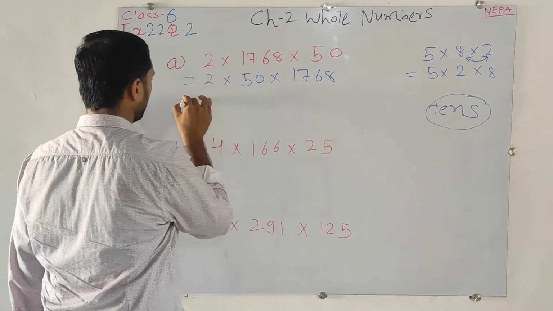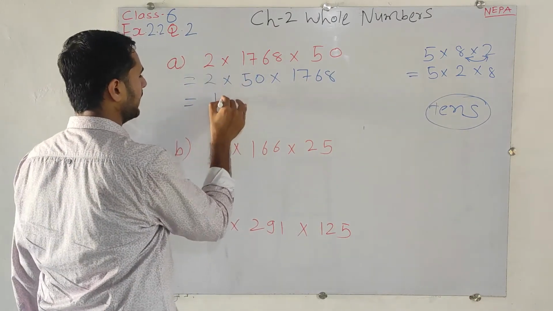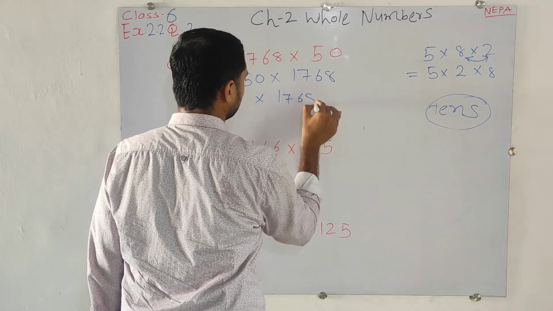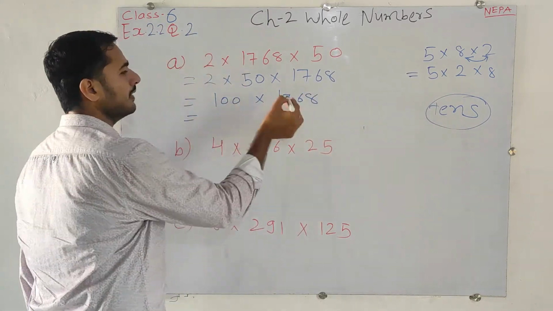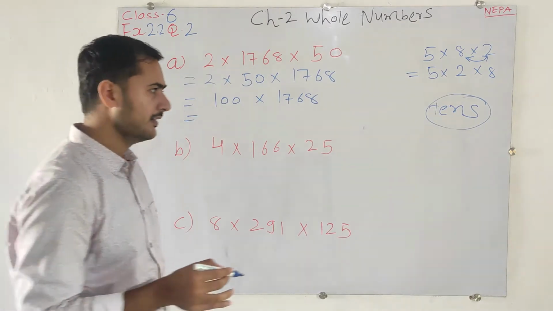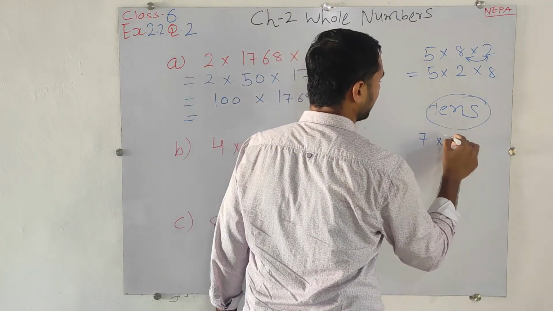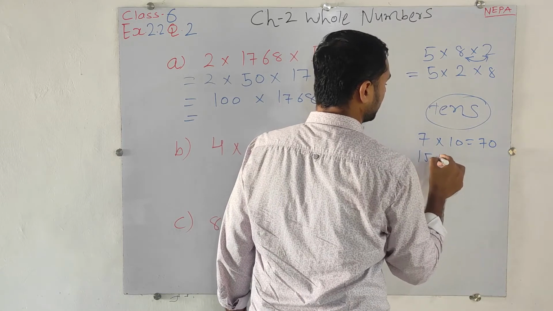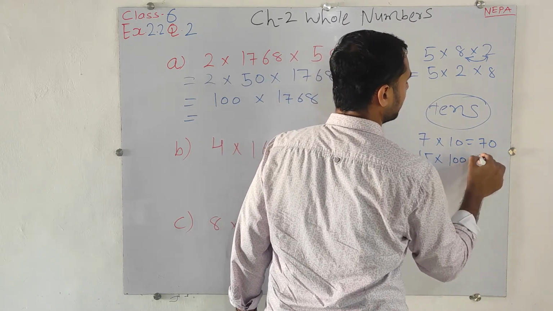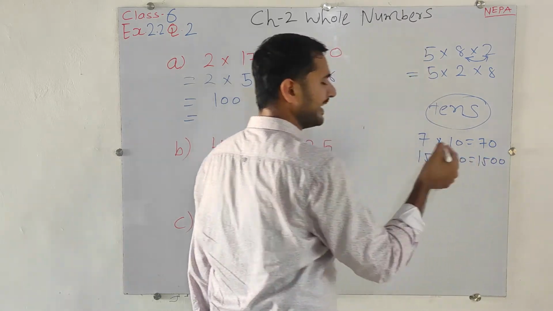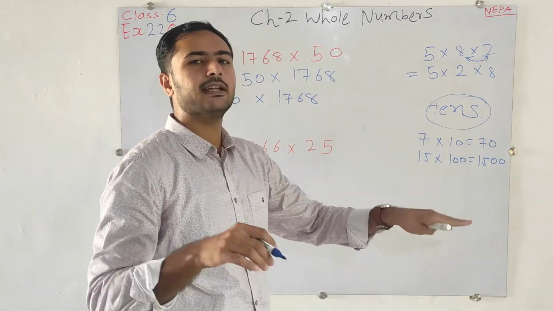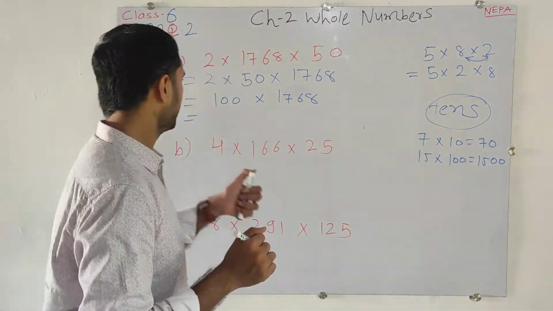Now, 2 multiplied by 50 is 100, multiplied by 1768 as it is. Multiplying 100 by 1768 is like 7 multiplied by 10, that is 70, and 15 multiplied by 100, that is 1500. It's very easy to multiply any number with 10, 100, 1000 like that. So here we have 100.